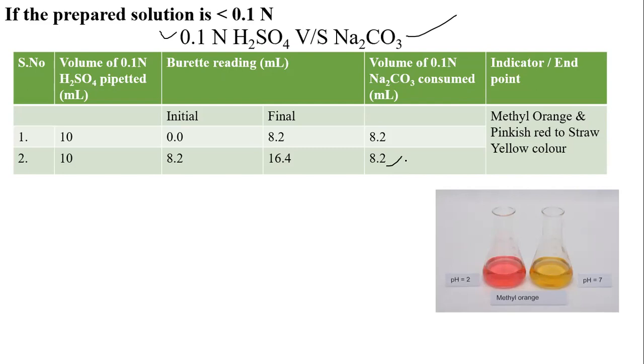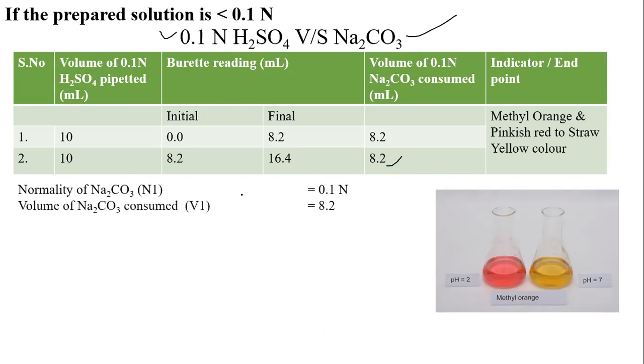Now let us check whether our 0.1 normal solution is exactly 0.1 normal or has some excess amount. Let us calculate. Our sodium carbonate, the primary standard solution, we take as N1, that is 0.1 normal, and the volume of sodium carbonate consumed is V1, equal to 8.2. That is the titration value, the volume. Now let us see the normality of H2SO4. We think it is 0.1 normal, but we don't know exactly how much it is.